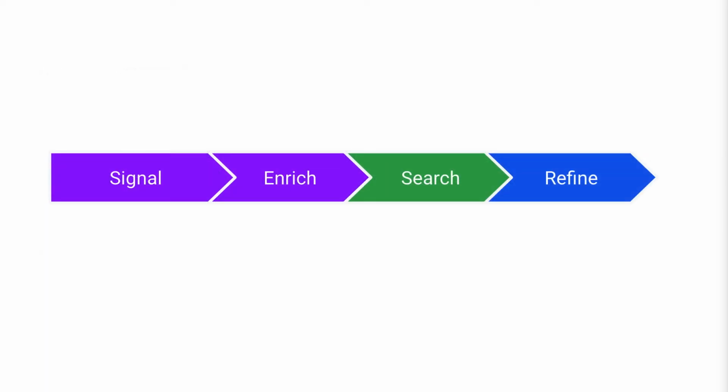We'll step through the main service ingredients using the following flow, from signal to enrichment, then search, and finally refinement. Let's start with our source signal. Recall that we can retrieve the top search trends in our local community by tapping into the publicly available dataset hosted in Google Cloud's BigQuery system.